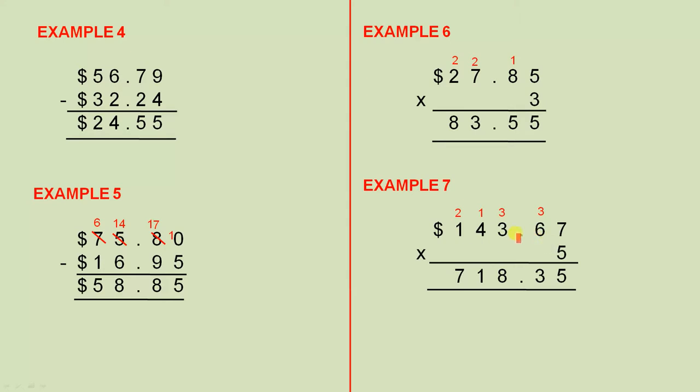And here again, we have $143.67 multiplied by 5. Take your time and do the multiplication, and you'll find out that that's the answer. And there are all our examples of trading. So take your time with it, and you won't have any problems.